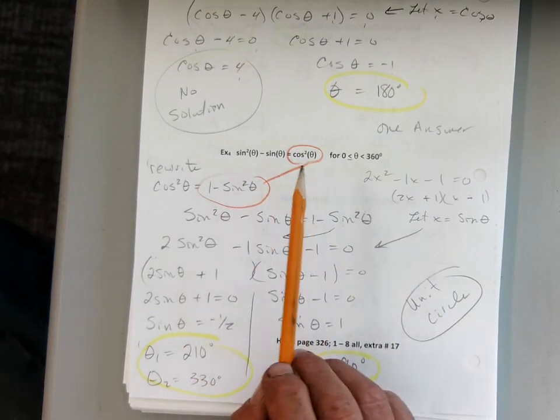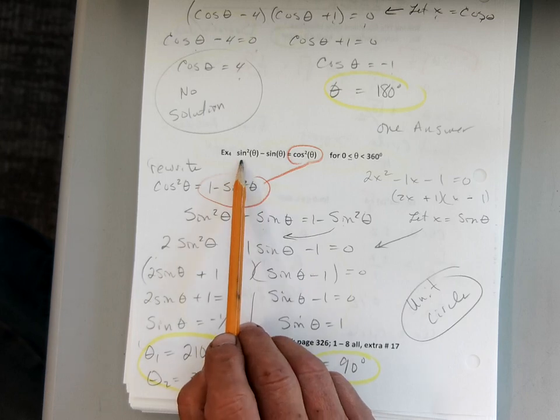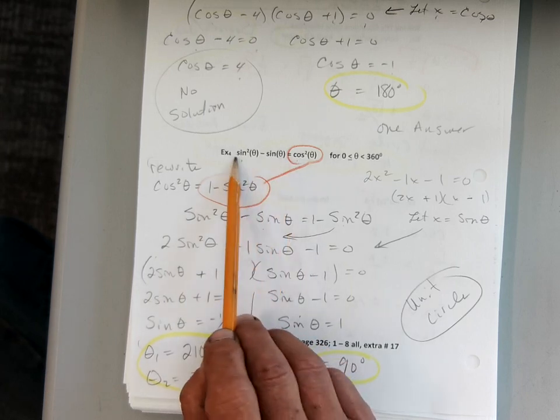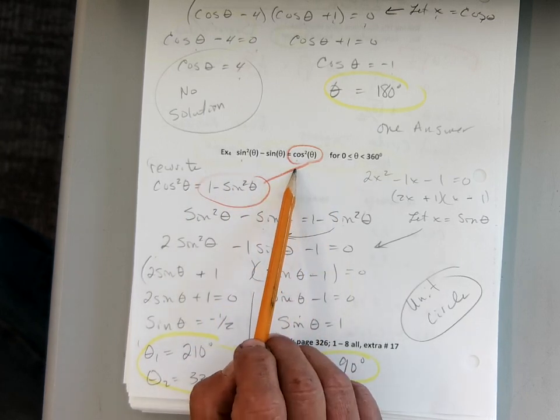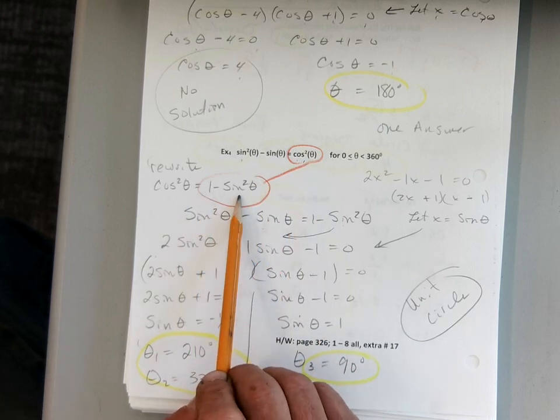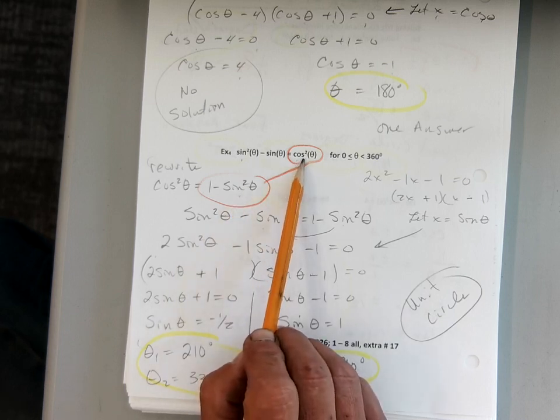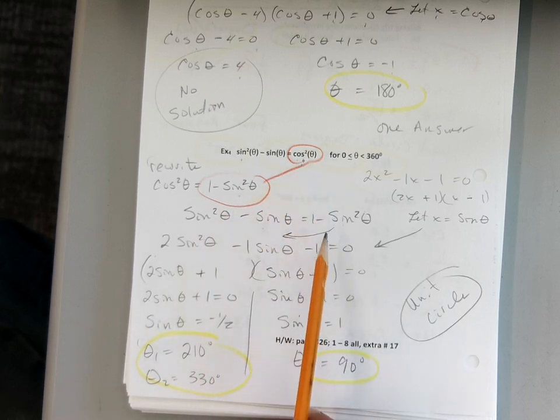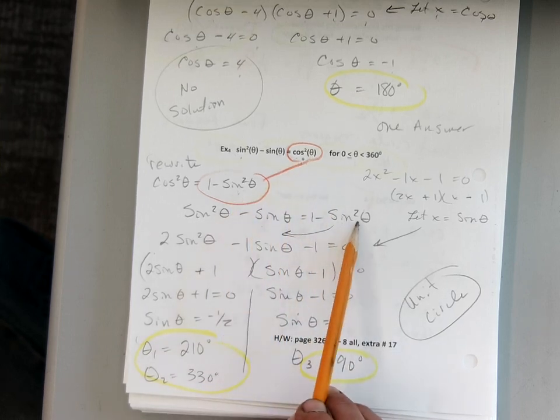Okay, last problem, example 4. Now, here's our problem. It's like having x's and y's. You've got sine squareds and cosines. Like having x's and y's, it's really difficult to solve. So the first thing I'll do is change this cosine squared into 1 minus sine squared. That's one of the identities we learned last week. So I'm going to rewrite it in terms of sine. So right here, instead of cosine squared, I wrote 1 minus sine squared.